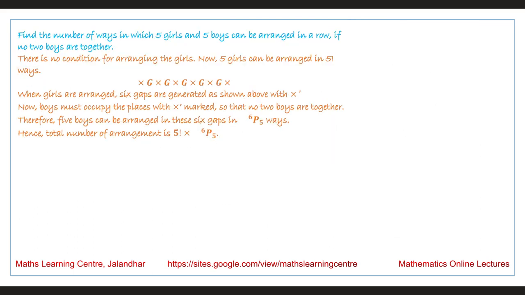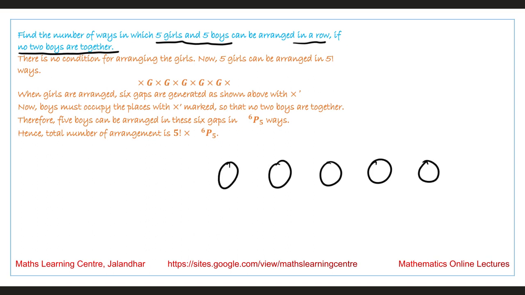Next is: find the number of ways in which 5 girls and 5 boys can be arranged in a row if no 2 boys are together. It means first of all we are talking about 1, 2, 3, 4, 5 girls. These are the positions for the girls, G1, G2, G3, G4, G5. Now corresponding to these, there are 6 positions for the boys.